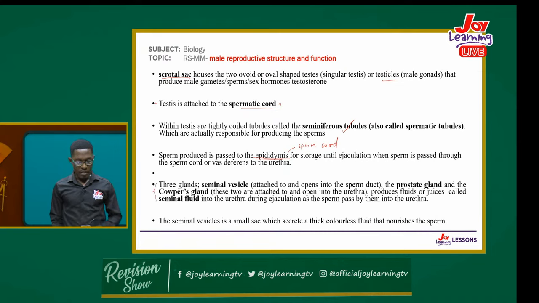Then I spoke about these three glands, the seminal vesicle, Cowper's gland, and the prostate gland. Now, in exams, they may not actually ask where they are attached. All they want you to say is that they secrete a juice called seminal fluid. But in section A, they usually may ask what is the function of each fluid. The seminal vesicle's liquid is to nourish the sperm. It gives it food, and the food will give it some kind of energy enough for it to move.